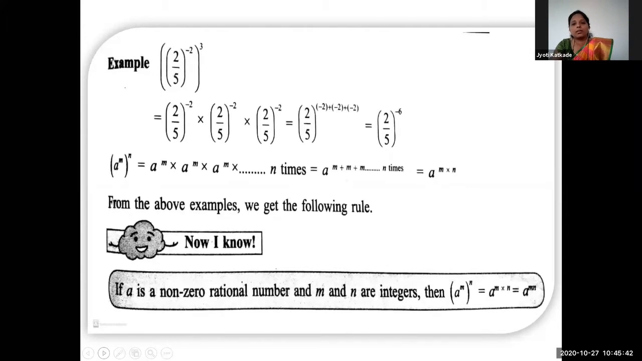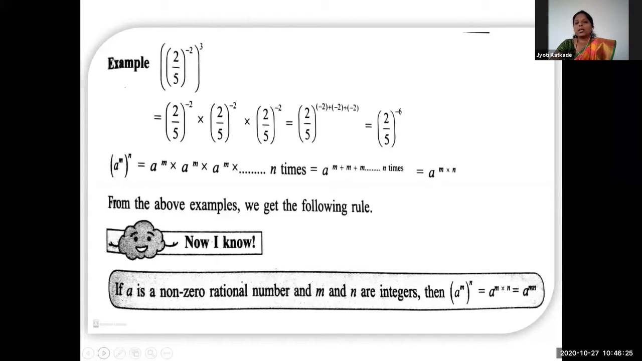One more example is 2 upon 5. This is an example of fraction type, that is (2/5)^-2 and again the bracket is raised to 3. It means there is one fraction 2 divided by 5 and the power of the fraction is -2, and again a power is there, that is 3. So take 3 time multiplication of (2/5)^-2. See, there is given multiplication of (2/5)^-2 into (2/5)^-2 into (2/5)^-2. There it is 3 times multiplied.